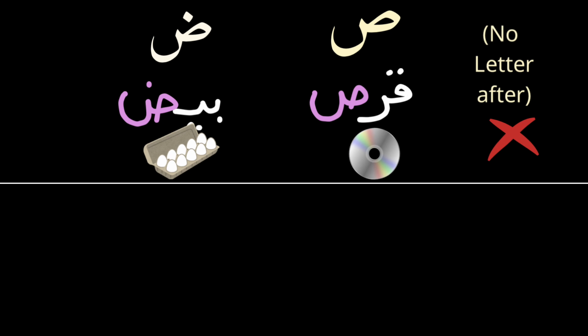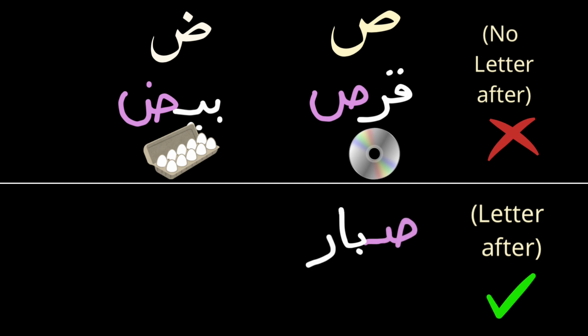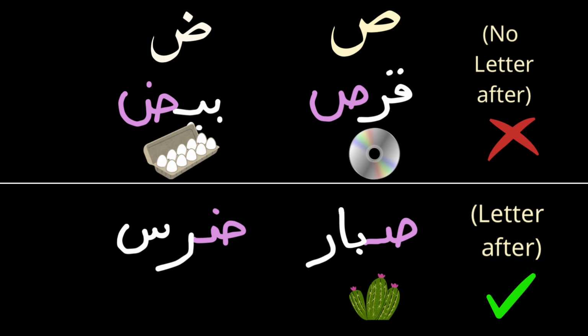Now let's see some examples when we do have a letter after. So the first one on sad is صبار. We have started with the sad and it's followed by a ba, and that's why we have deleted the last part of it, as you can see here. And now in ضرس, we've also started with a dad. It's followed by a ra, and also here we have deleted the last part of it.